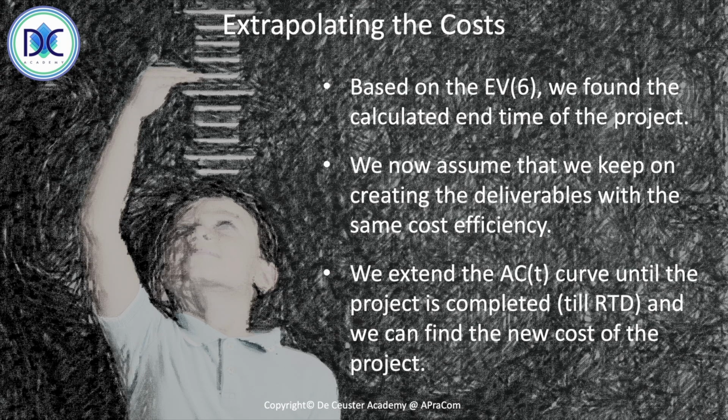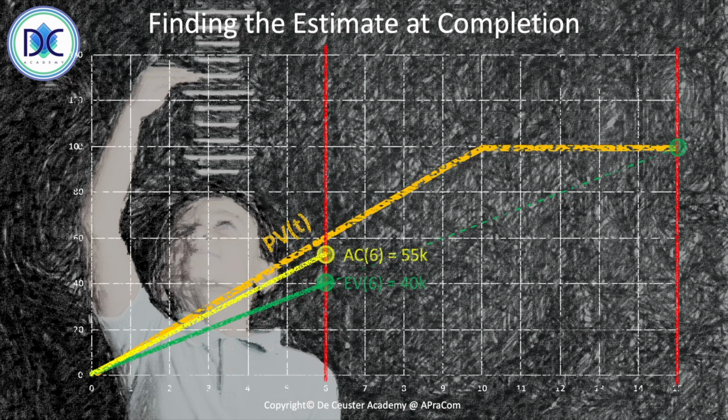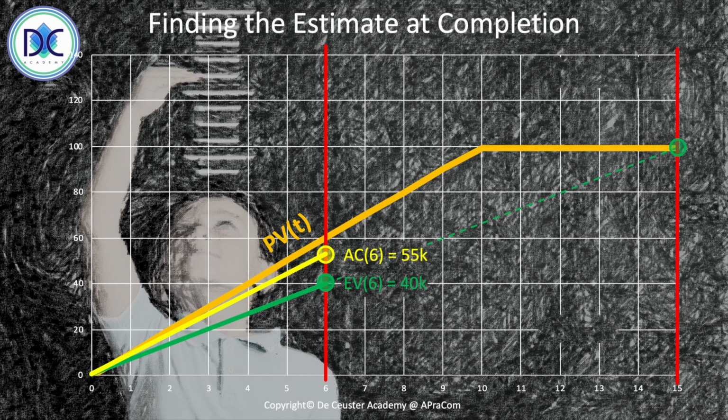In our case, we know that the project is completing at period 15, so we continue till we cross the RTD. So here we see the extrapolation of the timeline. EV continues till we reach the budget at completion. It means that all the work has been done. And now we do the same for the actual cost, and we find in our case, when we would do the calculations, an estimate at completion which is equal to 130k.